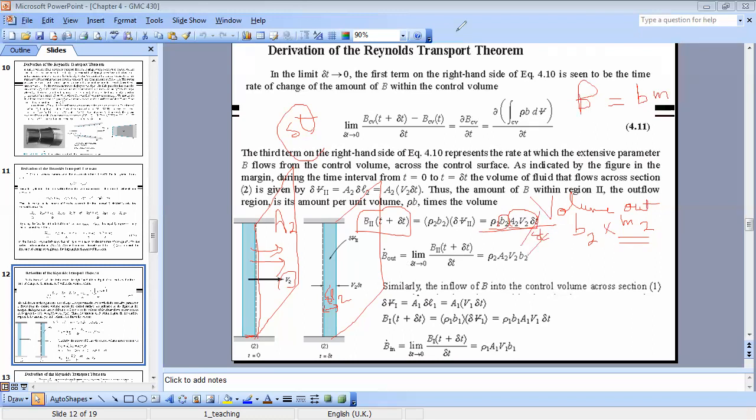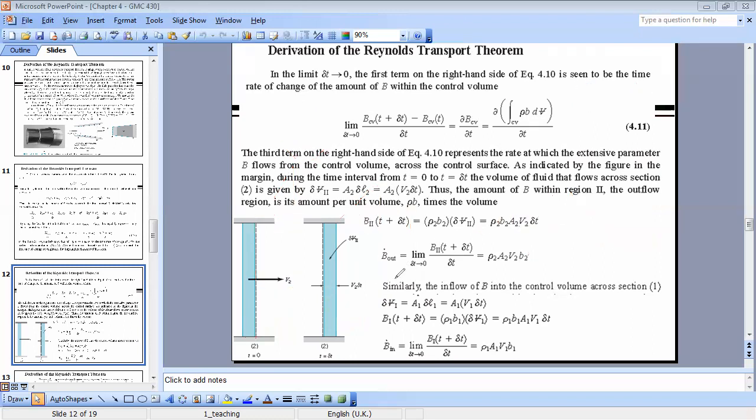And I will get the following: this is a rate that is going out, the rate of the property that is going out of my control volume, okay? And it's equal to, if I look at my terms here, rho A V times b. Rho A V represents what? It is m dot. It is a mass flow rate. Its unit is kilogram per second.